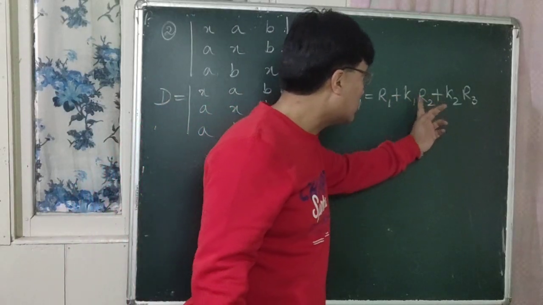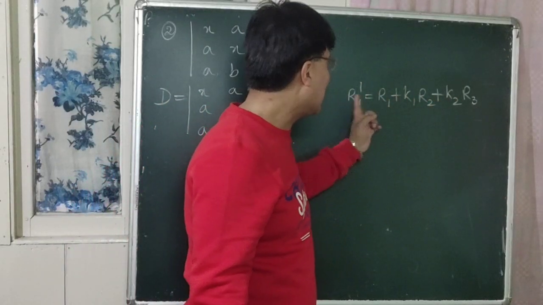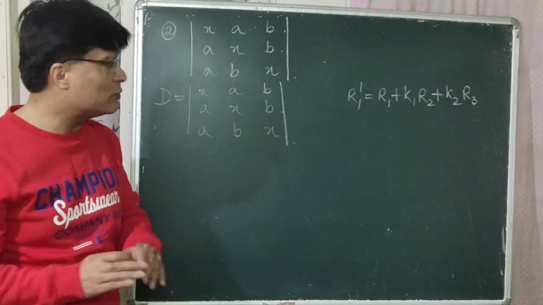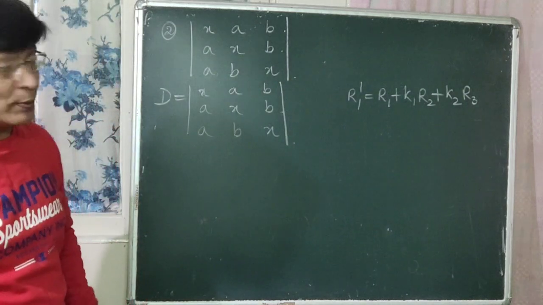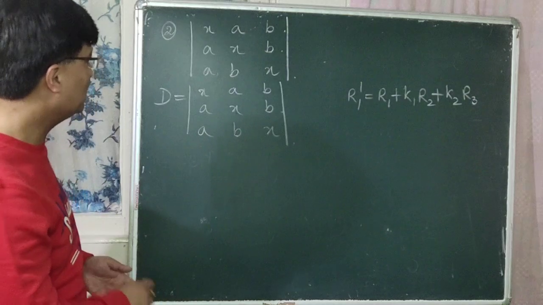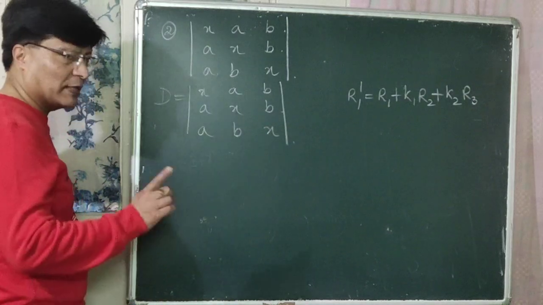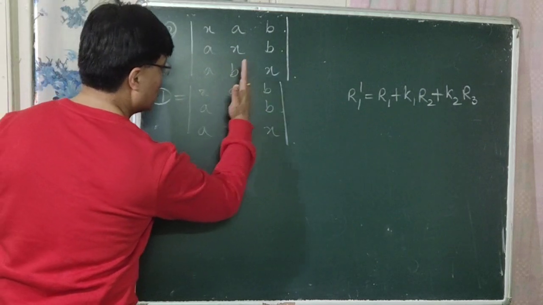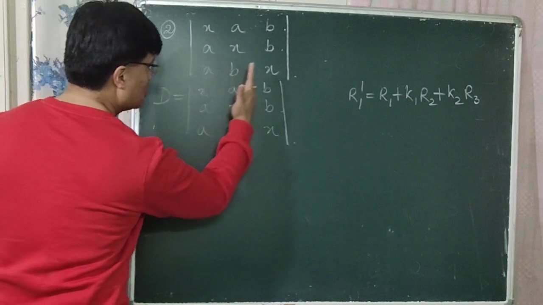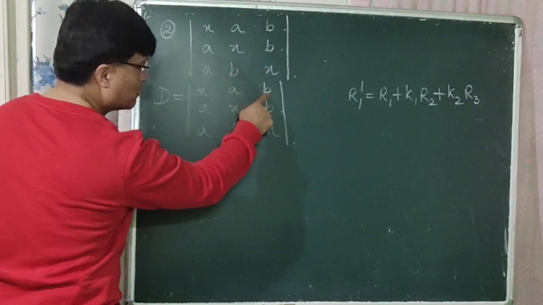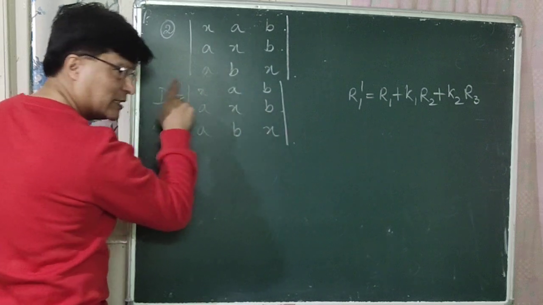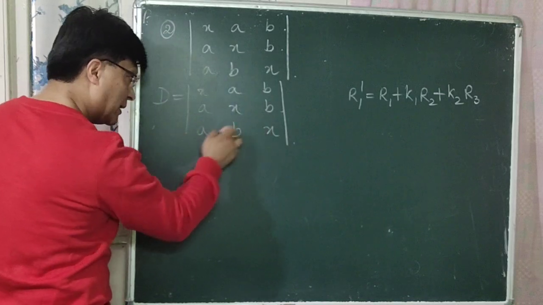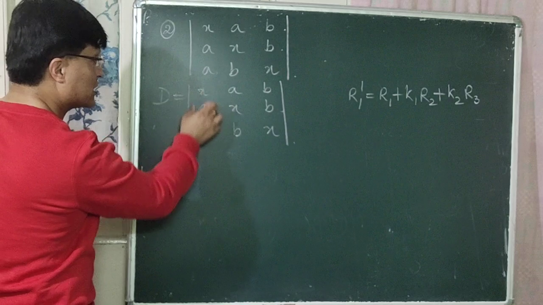So sometimes this fifth property can be written as R1 dash is equal to R1 plus K1 R2 plus K2 R3. You can write this property also. Multiplying R2 by some constant, and R3 by some constant, it is added to the first row. Okay. Each and every element of the second row is multiplied by the same quantity k1, and also each and every element of the row 3 is multiplied by k2, and both of these are added to R1 and then R1 is changed.